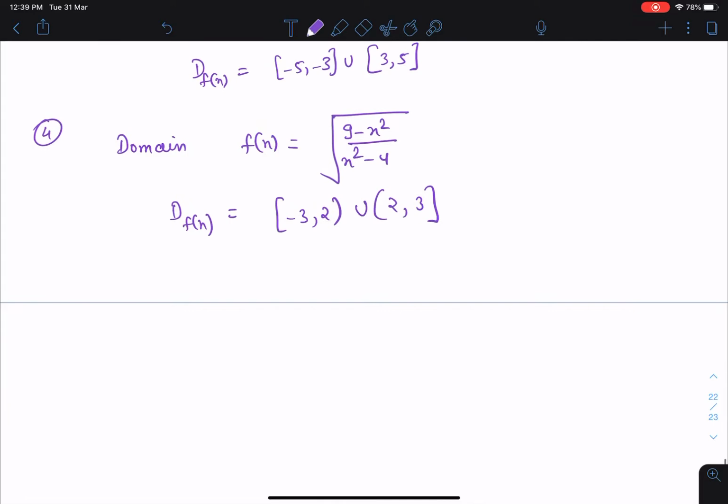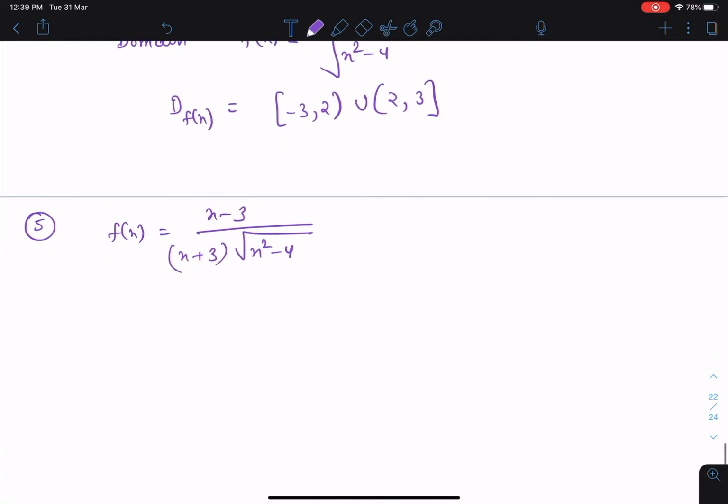And one more. f(x) = (x − 3)/(x + 3) · √(x² − 4). See, if you are seeing this, f(x) is having three kinds of functions. One is f1(x), then f2(x), and then f3(x), right?